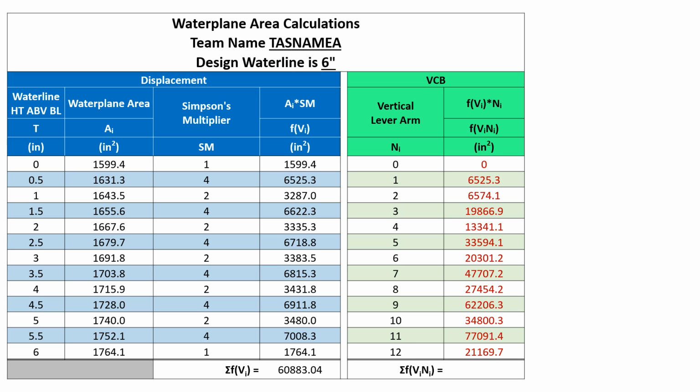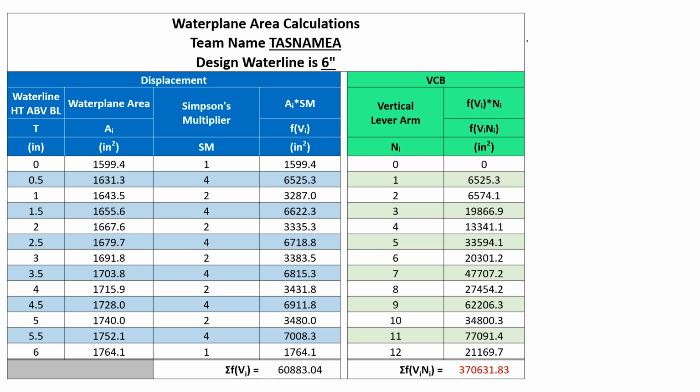Next, I multiply this lever arm by the product of my Simpson's multiplier and waterplane area here in order to get a new value. I then sum this column and then plug this into my vertical center of buoyancy equation.